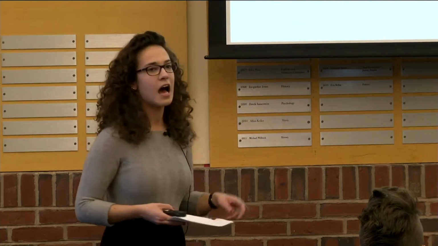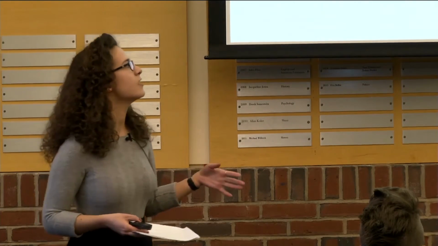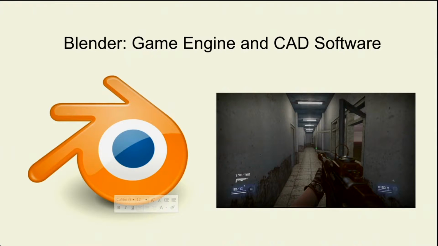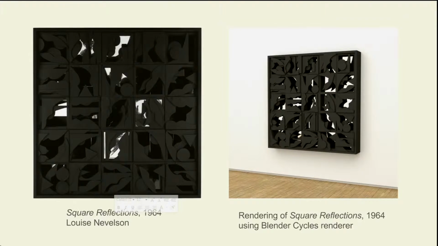For example, a really strange connection for a lot of people is using software built to create 3D models and games, like a first-person shooter game like this one, and using it to create something in the arts. So here is an artwork from 1964 by a woman named Louise Nevelson. And here is that software, called Blender, that we saw in the last slide, being used to recreate this sculpture and have a virtual model of it. So this is a rendering done on my computer.